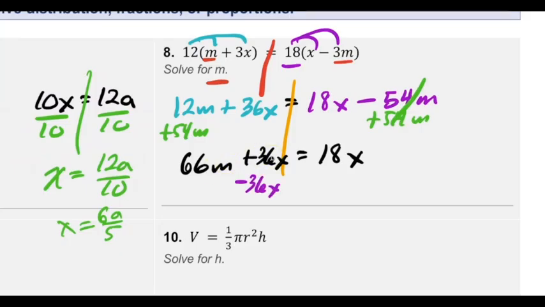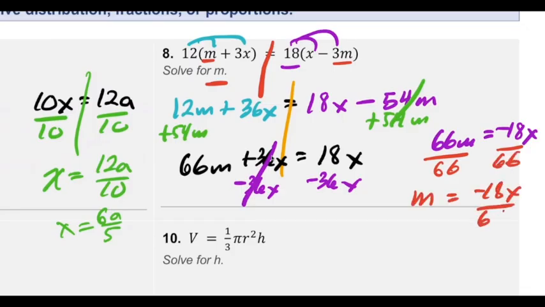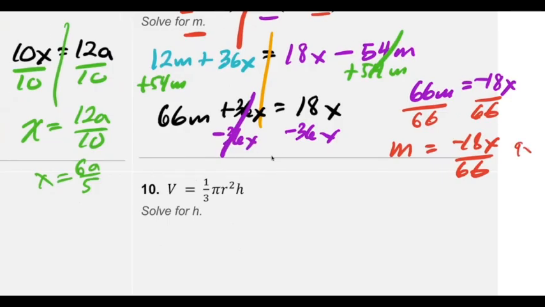Minus 36x, and I get 66m equals negative 18x divided by 66. We get m is equal to negative 18x over 66. And you could reduce that if I divide them both by 2, get 9 over 33. That still reduces, divide by 3, negative 3 over 11. So that's the best answer for my m.